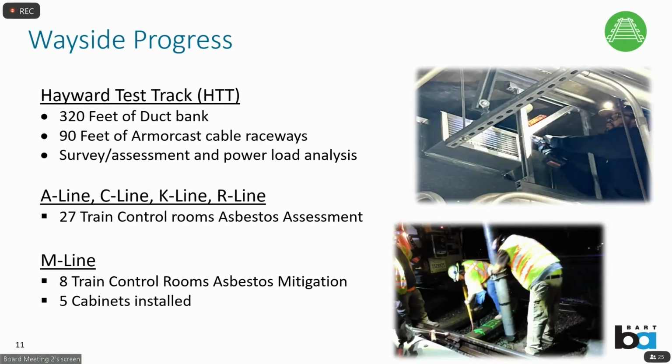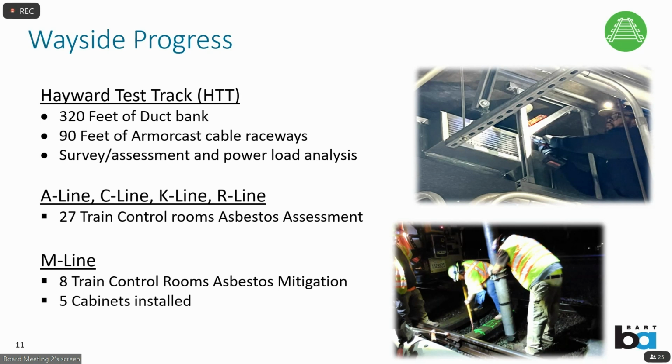On the wayside, performed by the contractor at the Hayward test track, under the ground you'll find 320 feet of buried duct bank and 90 feet of armor cast cable. Surveys and assessments are ongoing at the W line and the M line. Wayside progress includes the enabling work. Thank you for approving the latest construction contract to improve the infrastructure at the K line. This is critical to our project.